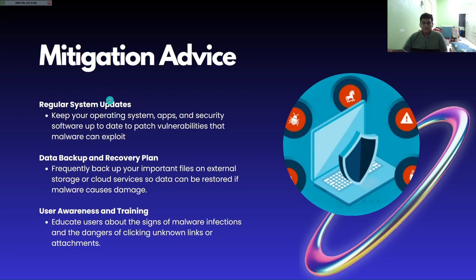Next, we got mitigation advice. First, we have regular system updates. Regular system updates keep your operating system, apps, and security software up to date to patch vulnerabilities that malware can exploit. Next, we get data backup and recovery plan. Frequently back up your important files on external storage or cloud services so that data can be restored if malware causes damage. This also helps to fully restore your data if it really happens.